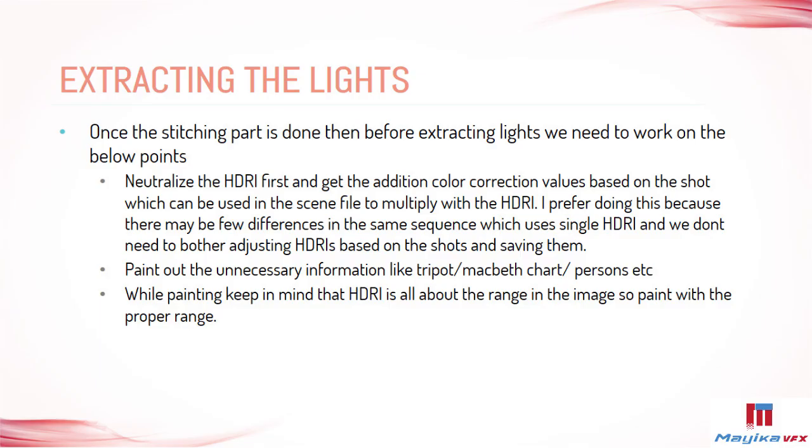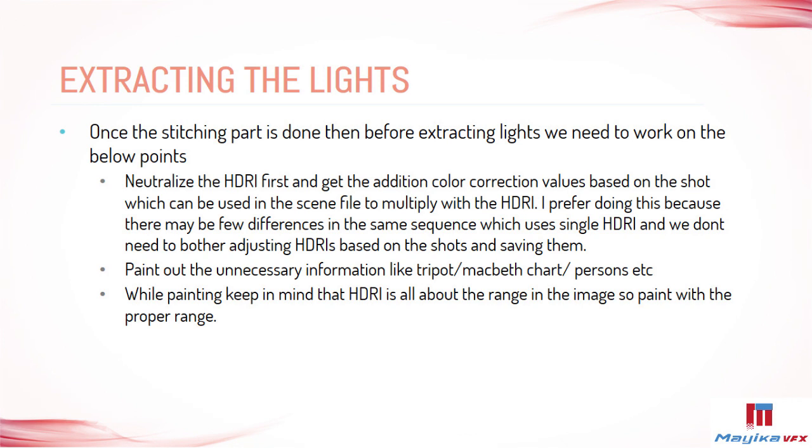After the stitching part is done, before extracting lights we need to work on the points below. We need to neutralize the HDR first, and then add color correction which matches the plate. I prefer adding those color correction values inside the 3D scene, either Katana or Maya or whichever it is, instead of applying them in the HDR. If we have a single sequence with a single HDR and a few shots are a bit different in terms of color or temperature, then it is very difficult to create so many HDRs on a per-shot basis. Instead, create one neutral HDR for a sequence and use slight color changes in the scene file.